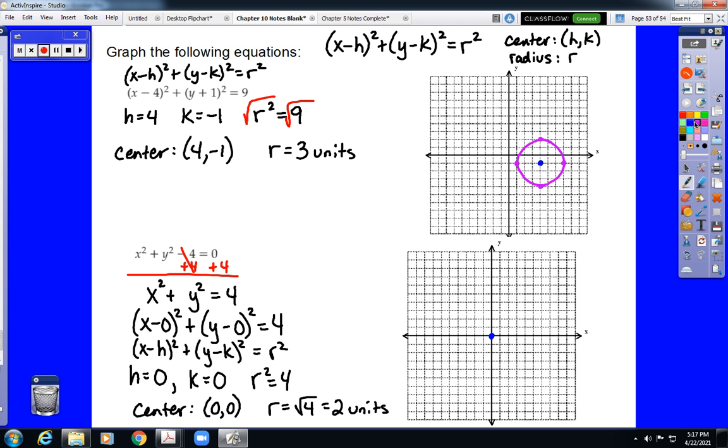And then we travel out in all 4 cardinal directions, 2 units. And we place a point 2 units above the center, 2 units to the right of the center, 2 units below the center, and 2 units to the left of the center. And then we do our best to draw a circular graph through those points.